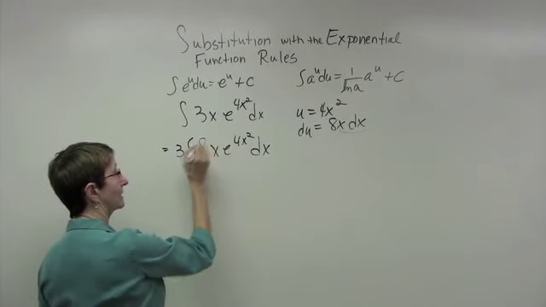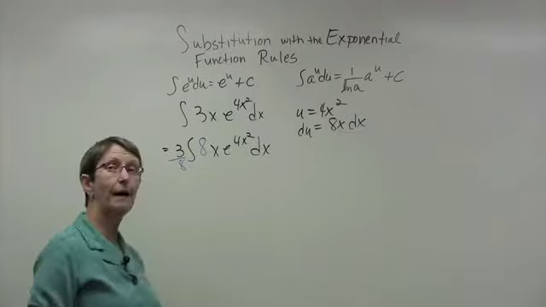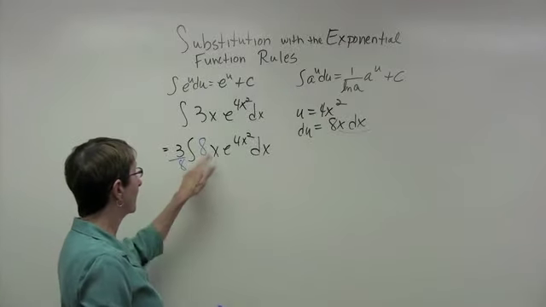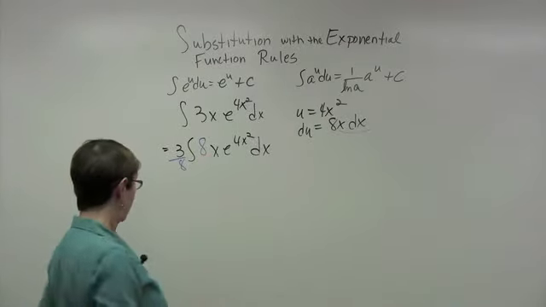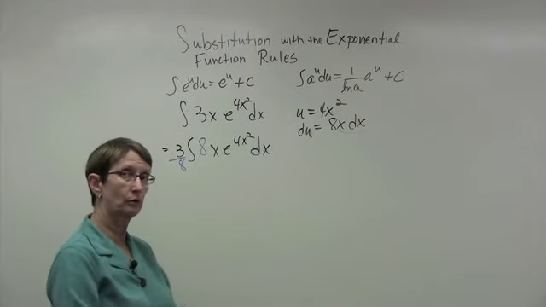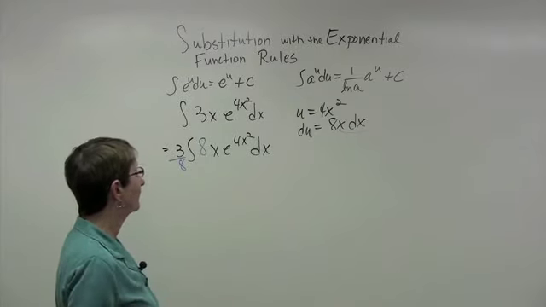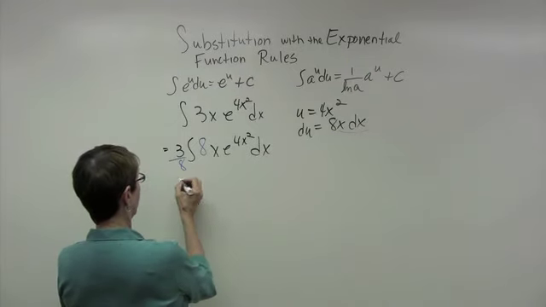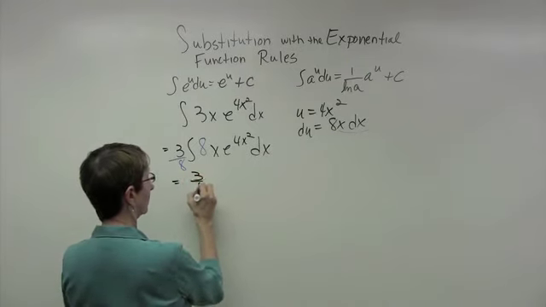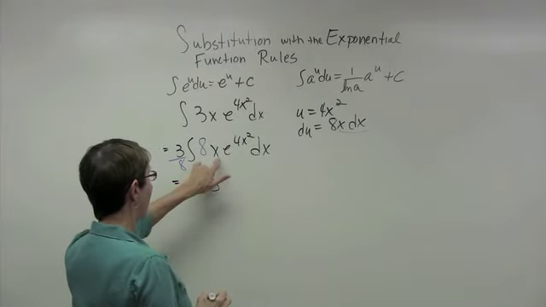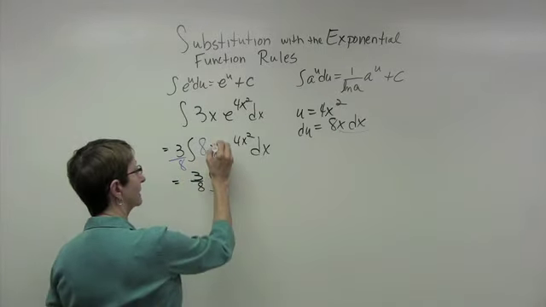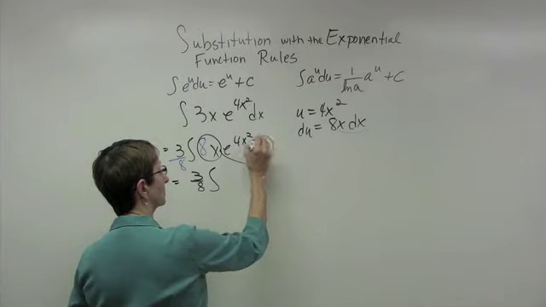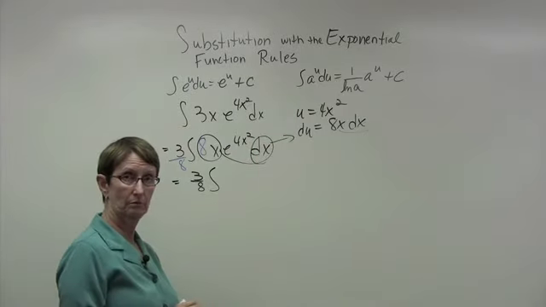So let's write in the 8 and divide by it in the front. Multiply by 8, divide by 8 gives us 1. So we have not changed the value of the integral. And then the next step would be to put the u and the du in. 3 over 8 times the integral. And I have 8x dx. All of this together is du.